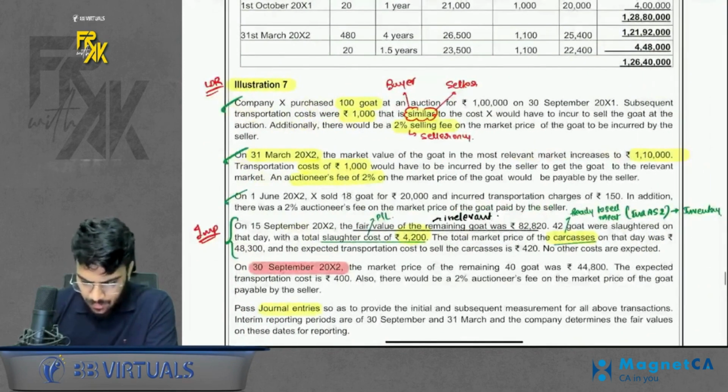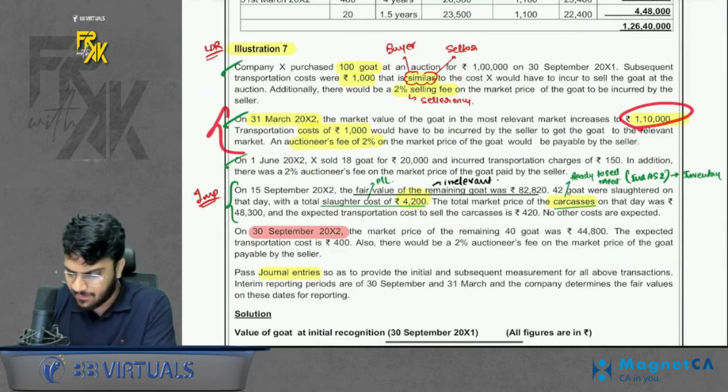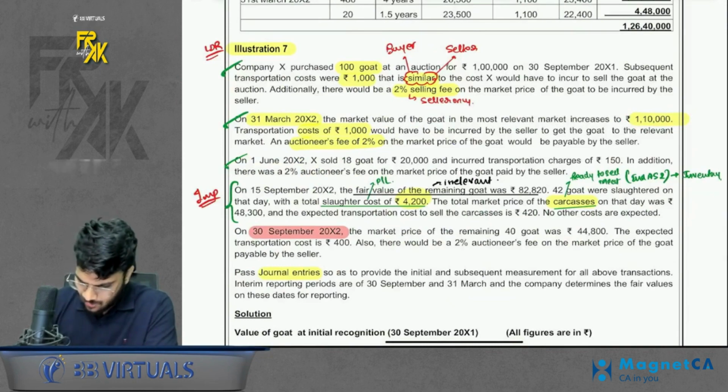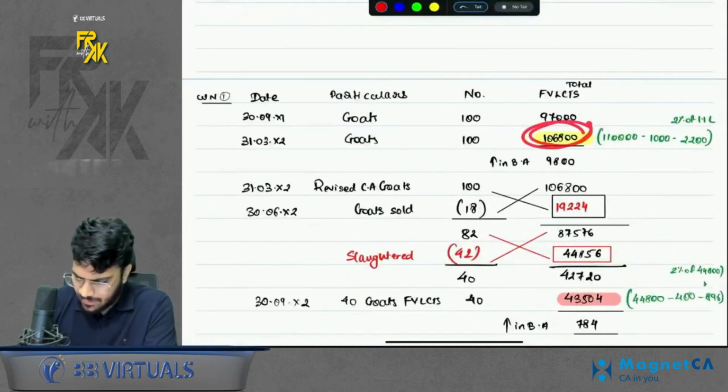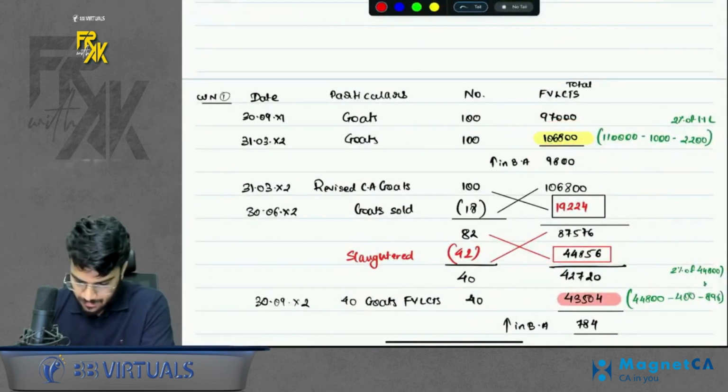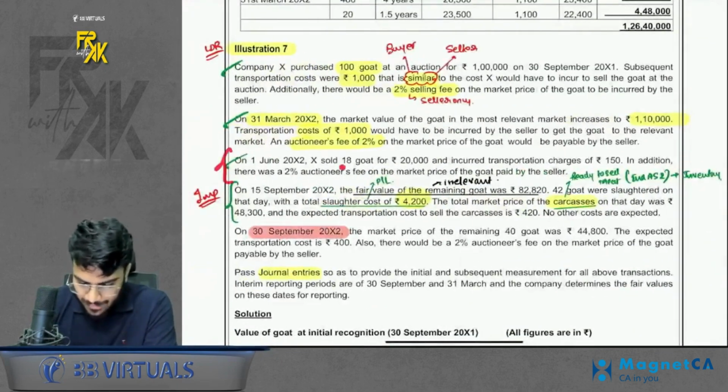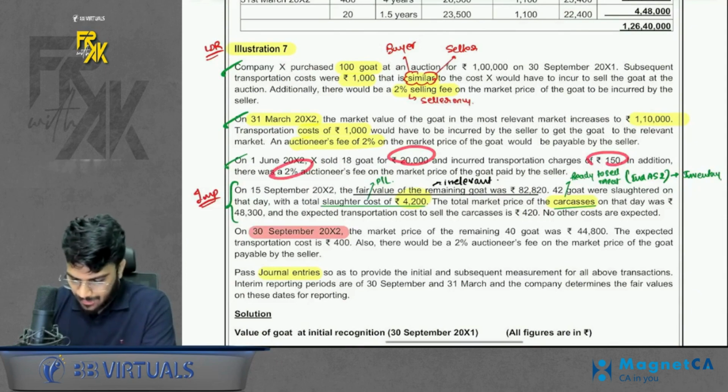Then it is said that on year end FVLCTS is given. Simple. So just remeasure it. So when we remeasure, we get this value. Whatever increases there, book in your books of accounts. Then what happened? We sold 18 goats, okay, for some consideration. So now what is to be done?